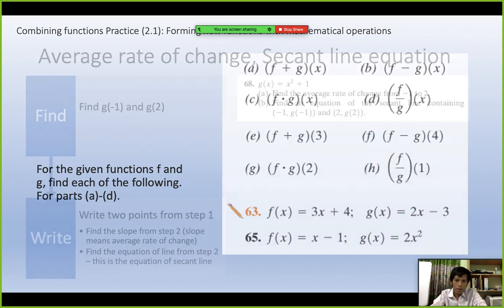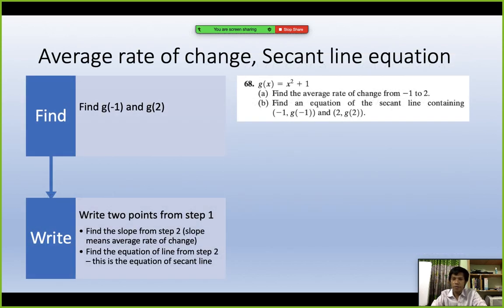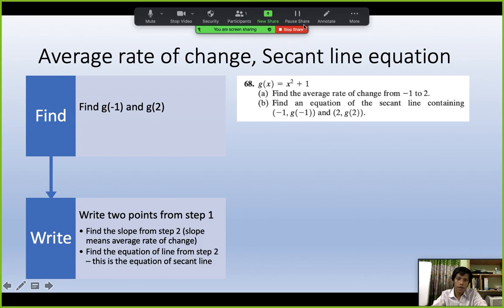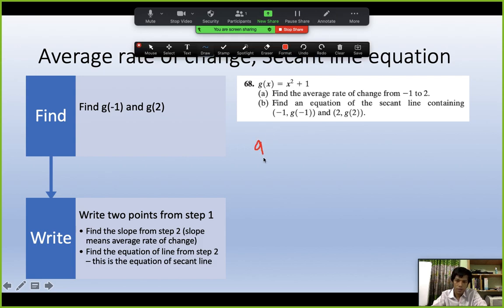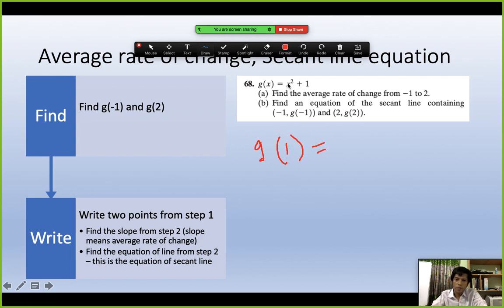Then we have average rate of change and secant line, this kind of question. So if we say, let's say, g of 1 equals what? Suppose we say g of 1 equals what? So what will you do? We just put here 1 squared plus 1. Then 1 squared equals 1, plus 1 equals 2. This is how we put the value in the given function.